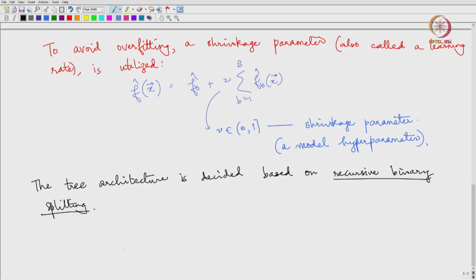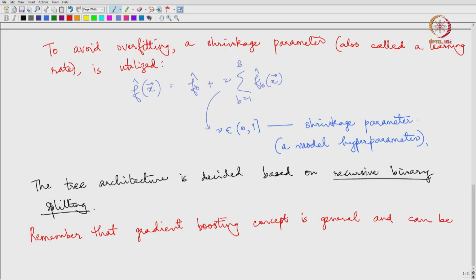So this is how gradient boosting works, and I do want to mention that gradient boosting is a concept that is independent of the loss function used. Although we have discussed this particular concept for the sum of squared errors loss, the gradient boosting concept is more general and can be applied to other loss functions. So you need to remember that the gradient boosting concept is general and can be applied to any loss function.